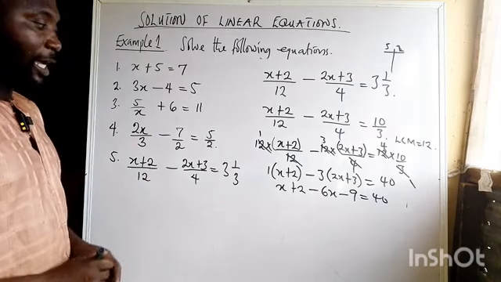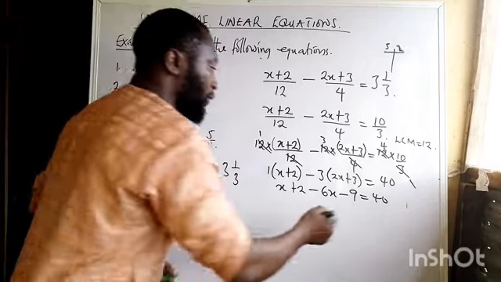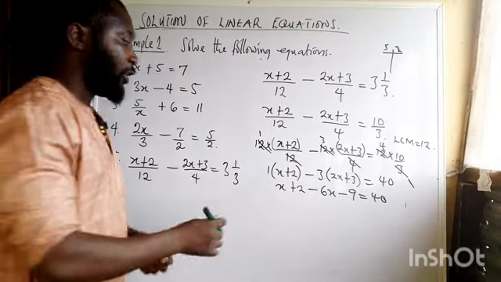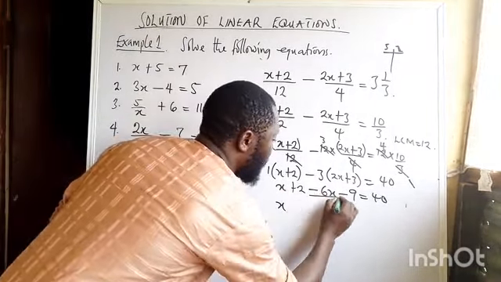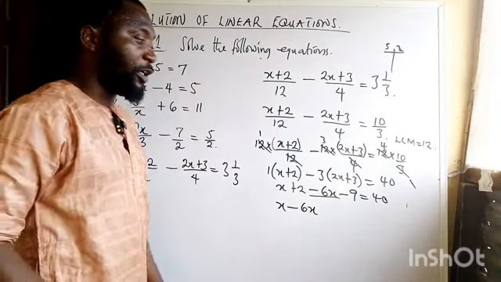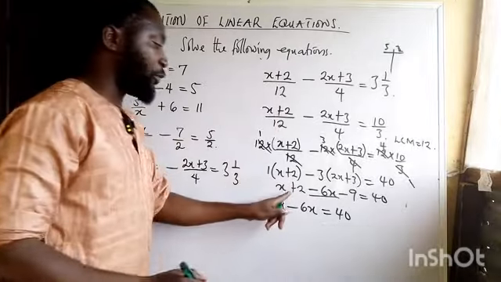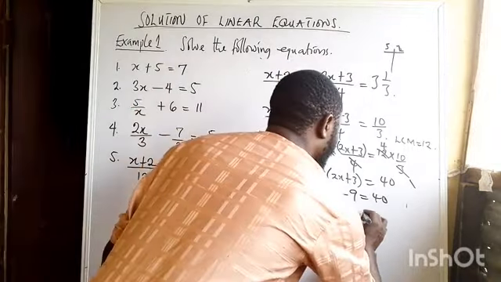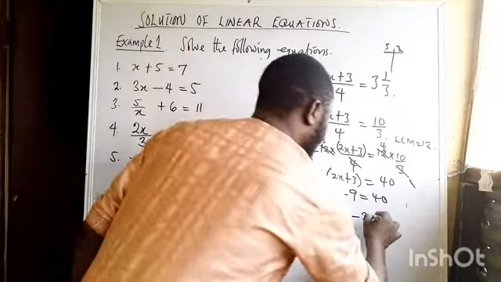Now let's collect the like terms. Put ordinary numbers together, and the letters together. Here you have x, and this is negative 6x, so minus 6x. Let's move the number to the other side: equals 40. Now this is positive 2. By the time you move it to the other side, it becomes negative, so minus 2. Negative 9 to the other side becomes positive, plus 9.